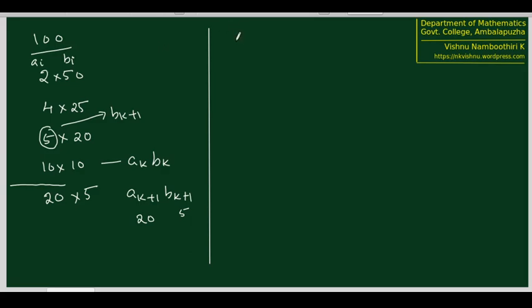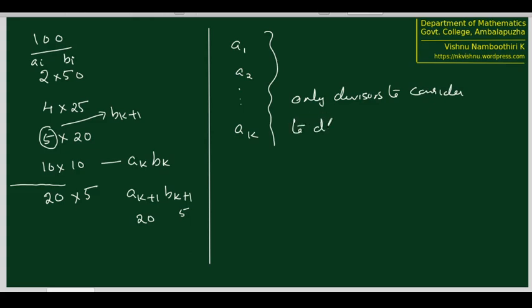So what are the ais? Therefore, we have to check for getting a factorization of this m. So a1 we have to take, a2 we have to take, etc., ak we have to take. These are the only divisors to consider to determine if m is a prime. See, if we are getting one of these a1, a2, etc. up to ak to be a factor, then definitely m is not going to be a prime.